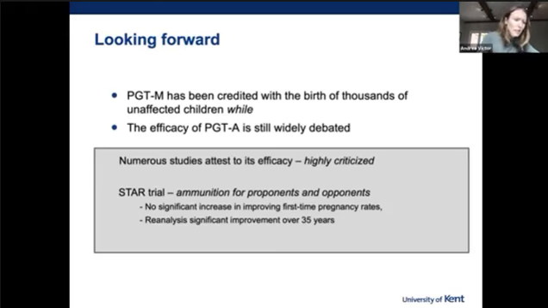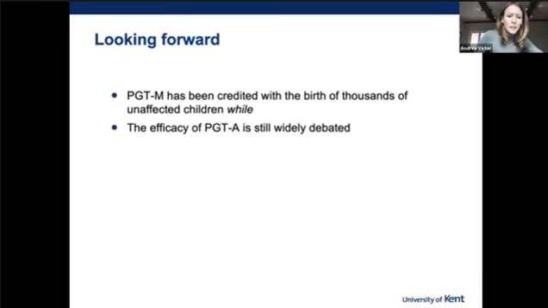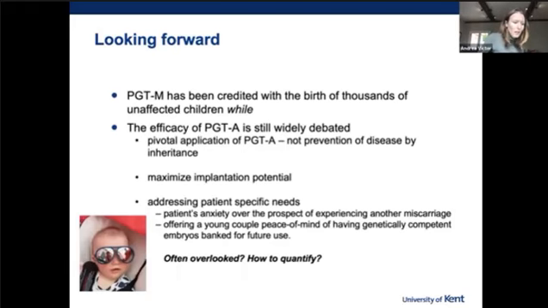But again, I think some of the potential benefits of PGT-A are not appropriately quantified and really often overlooked. We're not talking about prevention of disease by inheritance. We're talking about less tangible things, like maximizing implantation potential and addressing patient-specific needs, like a patient's anxiety over the prospects of experiencing another miscarriage or maybe another failed transfer, or offering a couple some peace of mind of having genetically competent embryos banked for future use.